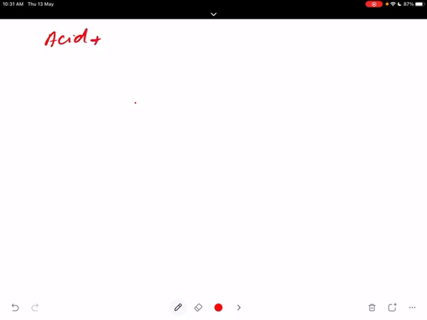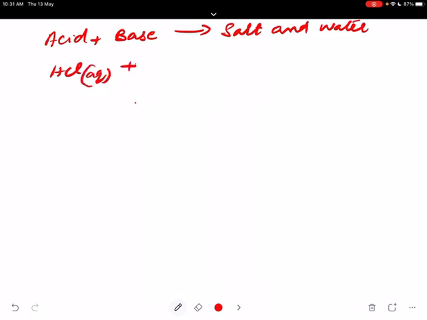Acid plus base. Acids can react with bases to form salt and water. This is another property of acid, or we can say this is another property of base also. For example, HCl aqueous means in water we are making an HCl solution. That is what is meant by aqueous solution. Then base, that is NaOH, again dissolved in water, and we get NaCl salt.